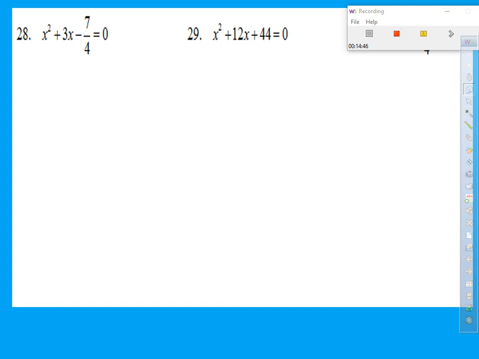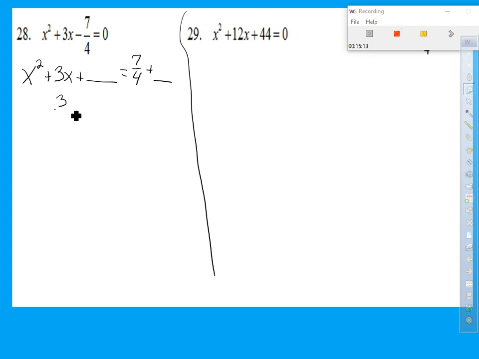So here's how to handle it, guys, if there's an odd middle term. The steps are the same. I've got x squared plus 3x plus blank equal 7/4 plus blank. Now, to get the blank, I'm going to take half of the b value, and I'm going to call it 3/2. Don't call it 1.5, because now to square it, check out what I'm going to do. 3 squared is 9. 2 squared is 4. So I'm going to add 9/4 to both sides.